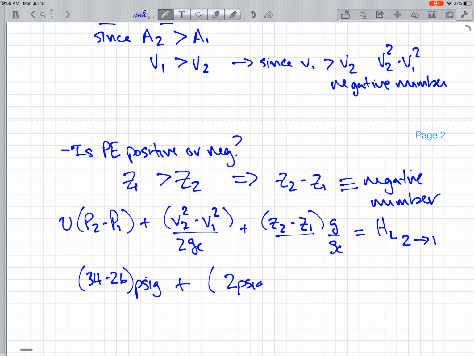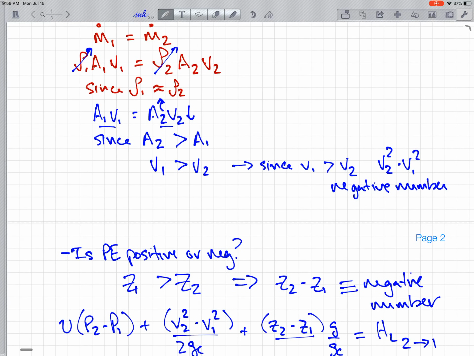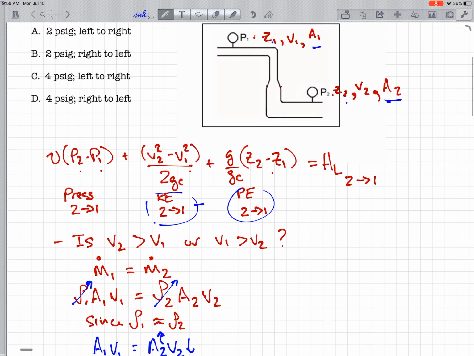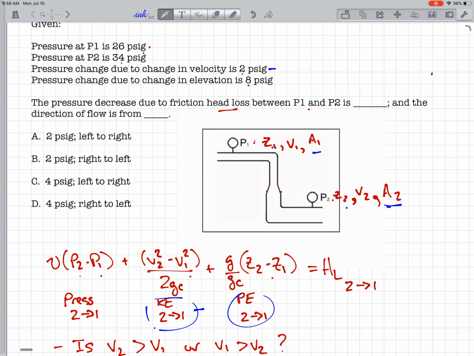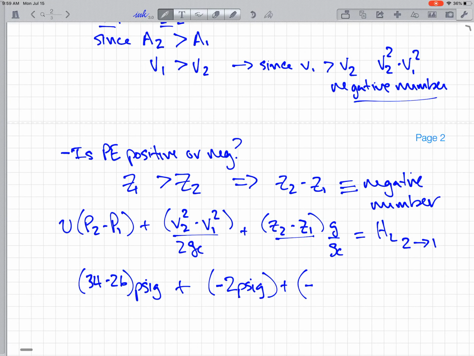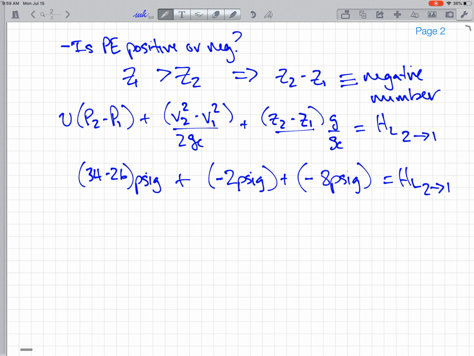But we know that since V1 is greater than V2, we're going to have a negative number. So now's the point where we plug that in. And plus the change due to potential energy or elevation. Since Z1 is greater than Z2, we know that's going to be a negative number, and that pressure difference is 8 psig due to elevation. And that is going to equal the head loss from point 2 to point 1.